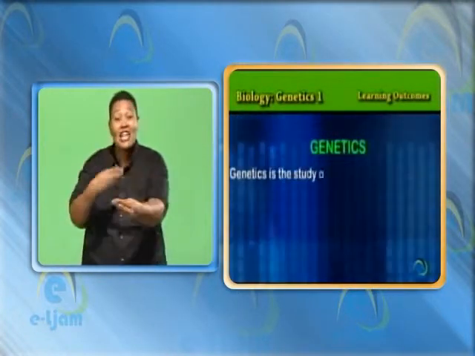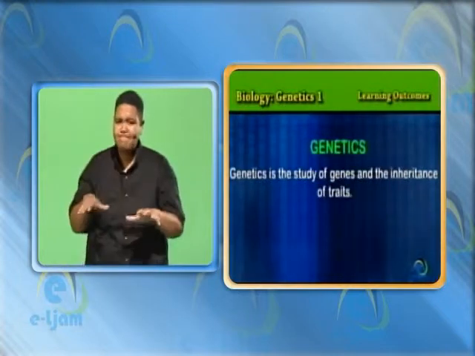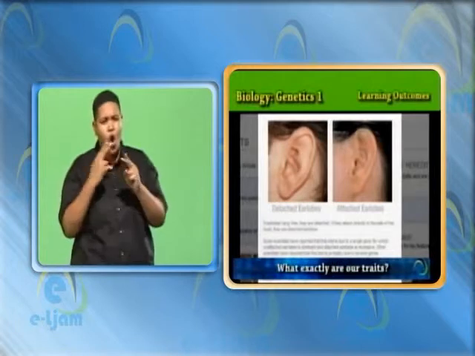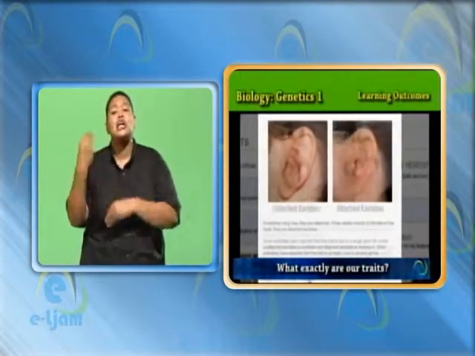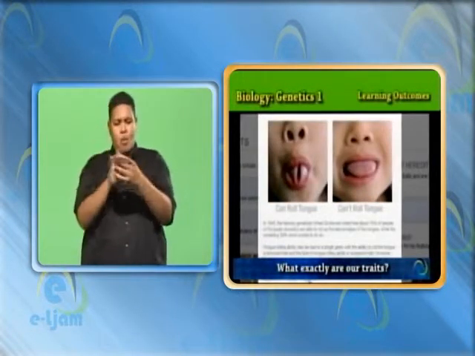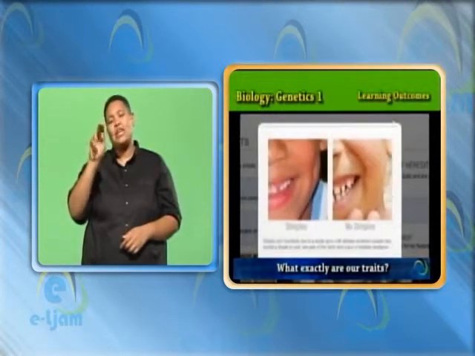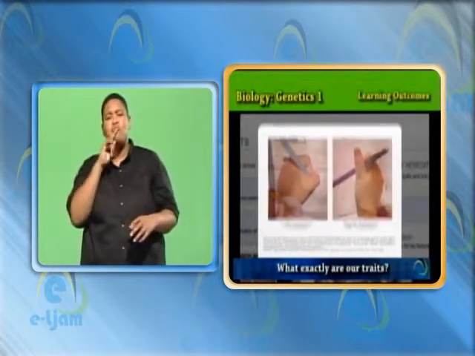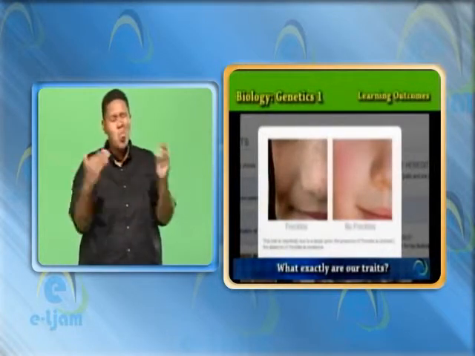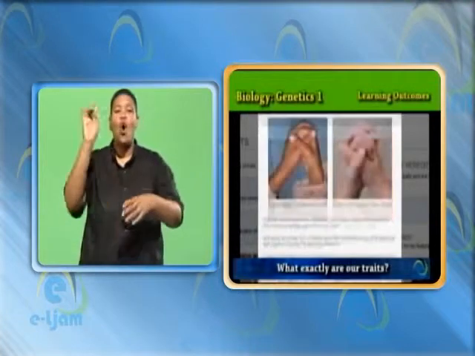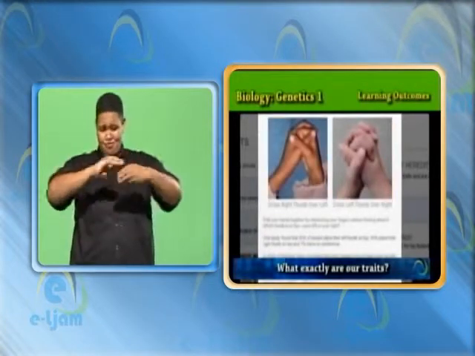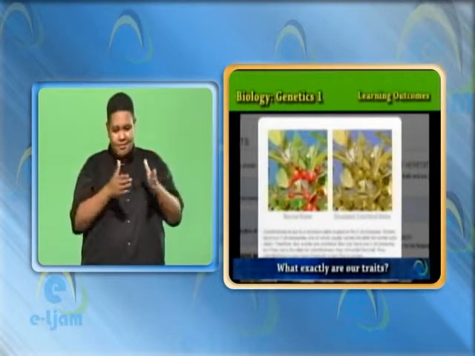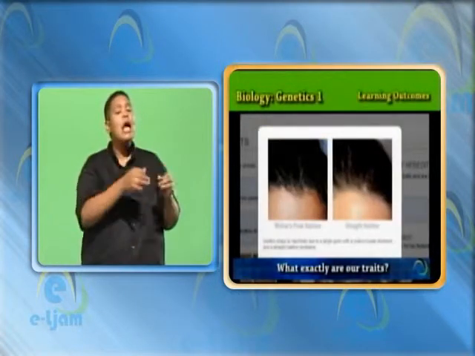Genetics is the study of genes and the inheritance of traits. What exactly are traits? A gene is a length of DNA that codes for a particular protein or polypeptide, such as an enzyme. Thus, our genes encode the instructions that define our traits. We all have thousands of genes found in chromosomes. You may recall that a chromosome is a thread-like structure which carries genes in a linear sequence. These determine the individual characteristics of an organism.